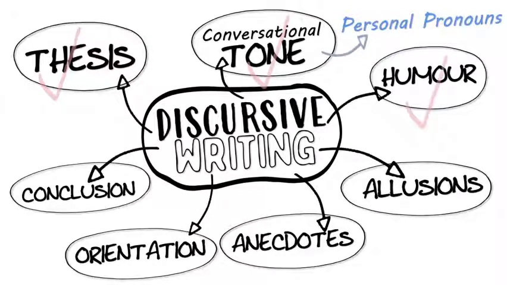We also see humour being used, especially at the end of that paragraph with his hyperbole. He's using allusions, and he has an orientation that presents his ideas and grabs the attention of his readers.